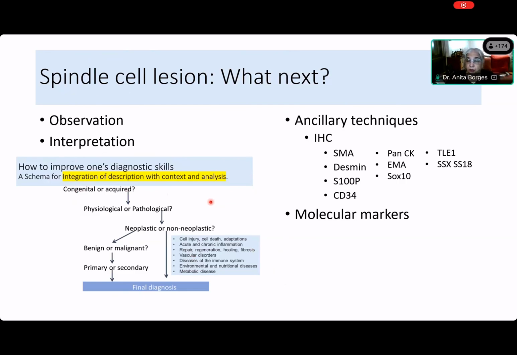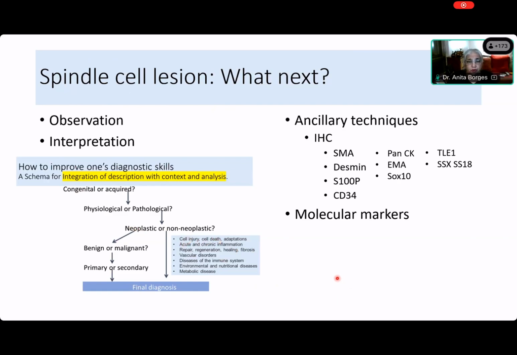Congenital or acquired, whatever I'm looking at. If it's acquired, is it physiological or pathological? If it's pathological, is it neoplastic or non-neoplastic? If it's neoplastic, then you ask yourself, is it benign or malignant? If it is malignant, you ask yourself, is it primary or secondary? If it's benign, you can't ask yourself about primary or secondary. And finally, you come to the diagnosis. If it is non-neoplastic, then there are several alternatives. Is what you're seeing there about cell injury? Is it about repair?